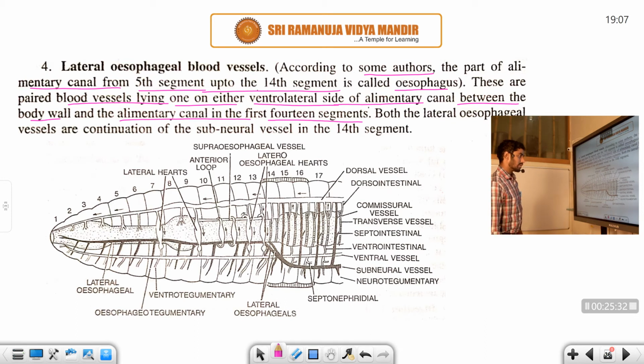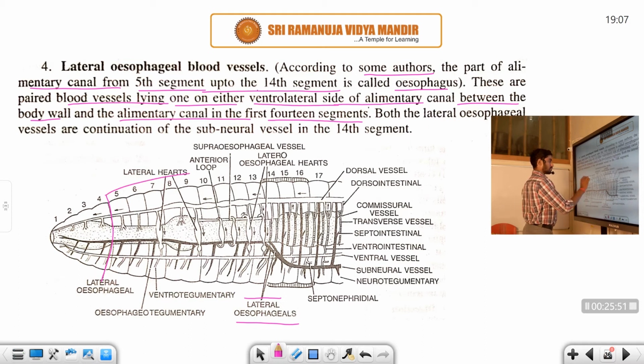Okay, you can see where the lateroesophageal blood vessels are. Now I will show you students. So this is about the lateroesophageal vessels, up to the 14th. You can see from the 5th segment, you can see this part, right? This is the part we discuss here now. So this part you can see, students. So what is that? 5th segment, 6th, 7th, 8th, 9th, 10th, 11th, 12th, 13th and 14th, right?